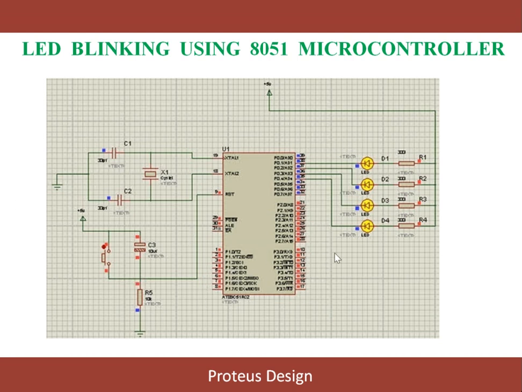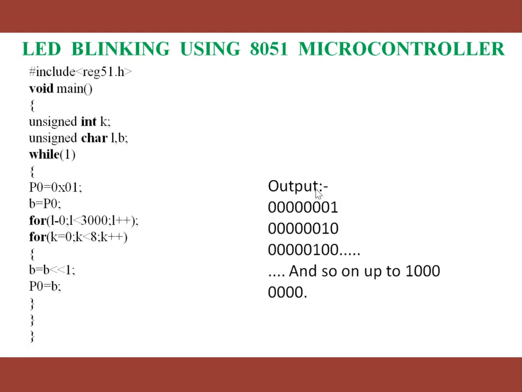Now this is the circuit arrangement in which we have connected D1, D2, D3, D4 to various lines. Here it starts from P0.1. So let's see the programming. As soon as we start writing the program, we include the library which is already inbuilt, reg51.h, for writing the embedded C program. We write void main, then the curly bracket starts, unsigned int k, unsigned char L, B. Here we are defining integer k and characters L and B.